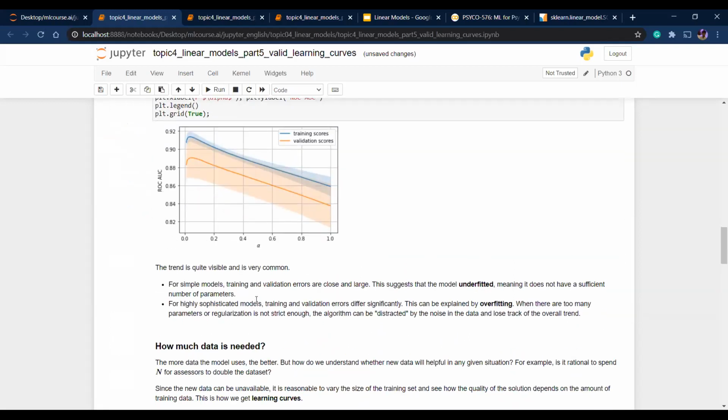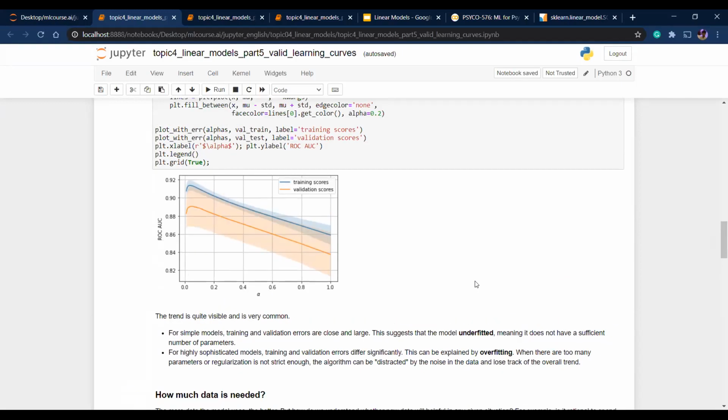Now, two things to note here. It's written here, but I'm going to explain what that means. For simple models, if the training and validation scores are close, meaning the margin between the two scores is small, but the errors are very large, then this suggests that the model is underfitted because the error is very large. But for highly sophisticated, more complex models, the training and validation errors differ a lot because you're using more features to train your data.